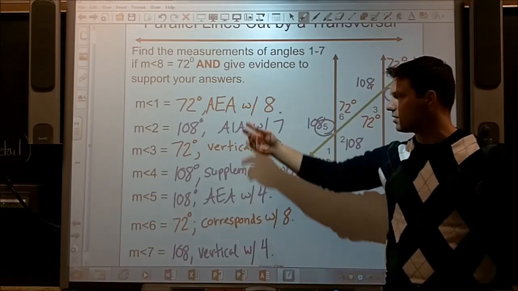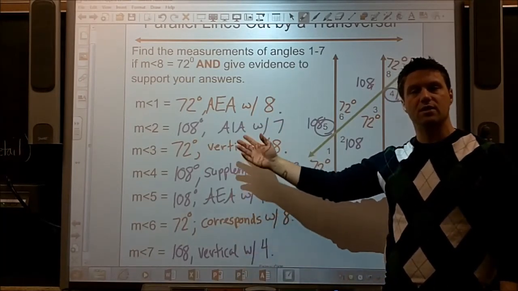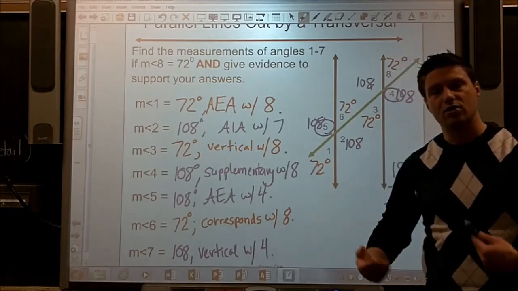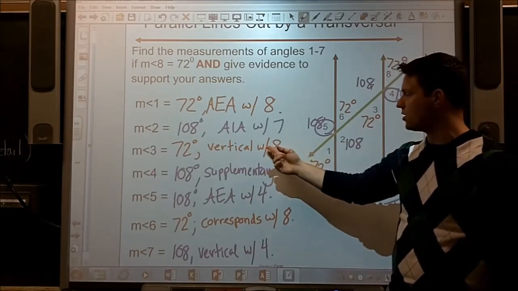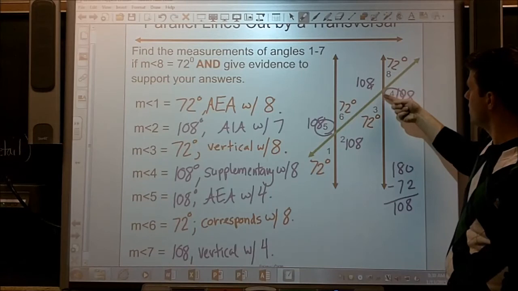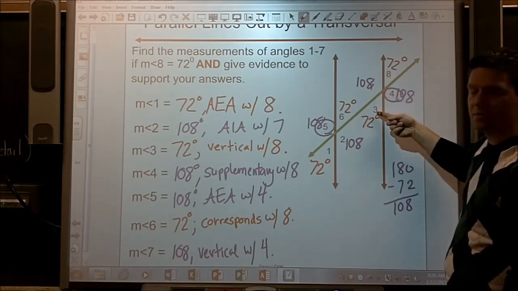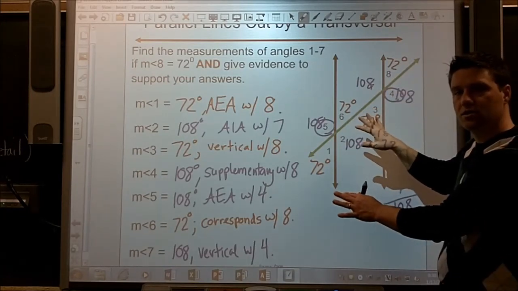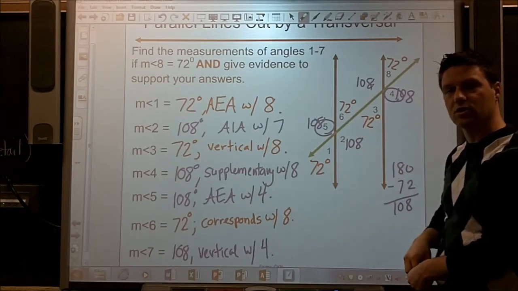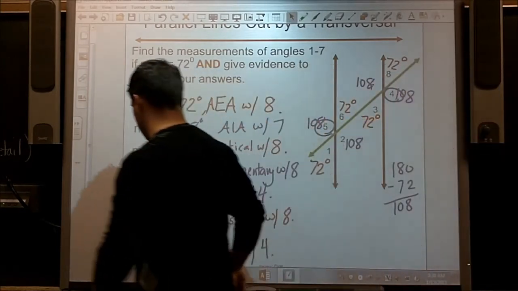If you need to pause it and go over some of these reasons and write these down, I would do that. And walk yourself through them. Why is this vertical with 8? Well, look at 3 and 8. Okay, they're opposite each other. So do that. Pause it if you need to, and come back and do the ticket in the door in just a minute.